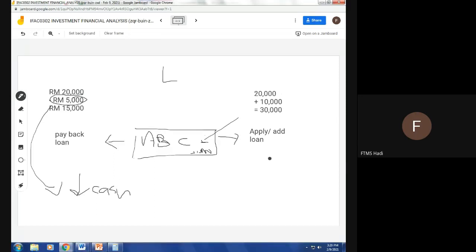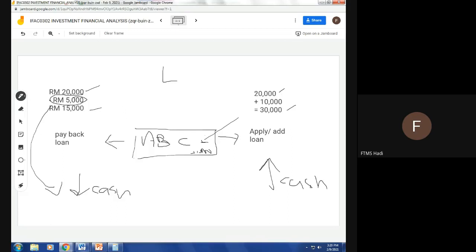But if you borrow more or add more, it will increase your cash. Okay, from 20,000 to 30,000. And this one from 20,000 to 15,000. Same goes to equity. Add money, add cash because more people come and invest. But your cash will be reduced because you need to return the company's money to the investor because they're selling back the shares.